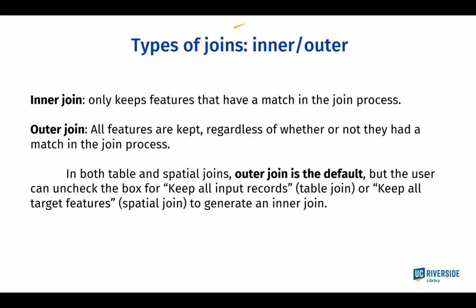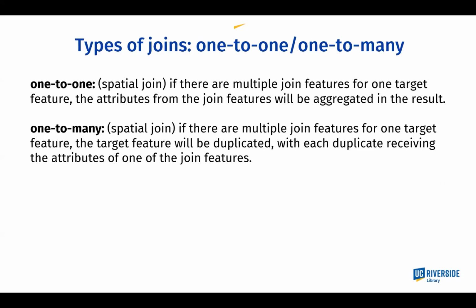So what we just saw today in both the table and spatial joins was an outer join, which means you keep all the stuff regardless of whether it matched or not. That's the default. But you can uncheck the box for keeping all input records, in a table join, or keeping all target features in a spatial join, and then you would have an inner join. So lots of words, lots of jargon. It's a little confusing, but that's basically what happens there.